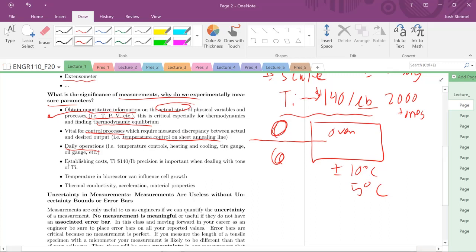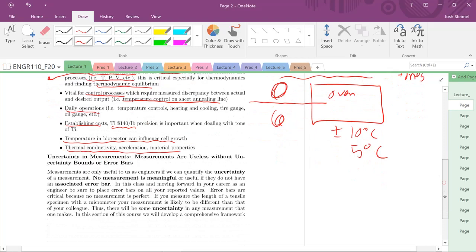Anyways, establishing cost. Just like the example I just gave, it's important to have precise measurements to establish the cost of materials and for applications. Temperature in bioreactors: I know there's a lot of bioengineers in this course, you could tell me better how that affects cell growth, but you could cause thermal necrosis in cells if temperatures aren't well controlled. You can differentiate different cell types depending on the temperature and the environment. So it's critical that we know these. And then there are so many other parameters we could measure, thermal conductivity, acceleration, all these different things. The world is our oyster, but we need instrumentation so that we know we can measure these quantities.